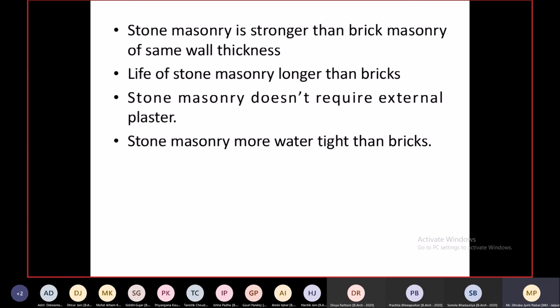Then, stone masonry is more watertight than bricks. So stones are more watertight than bricks. The walls or structures made of stone are more watertight than brick walls.